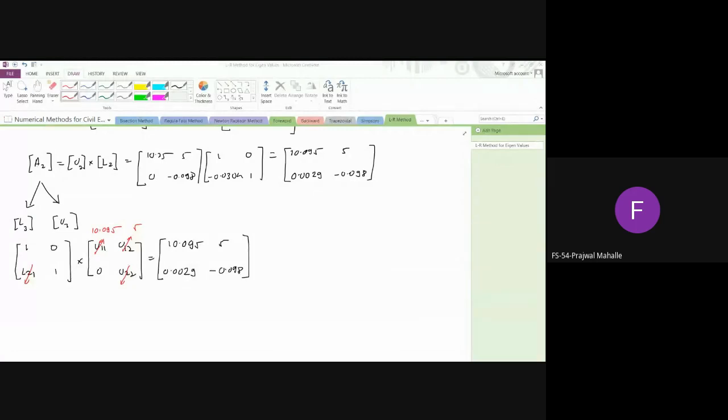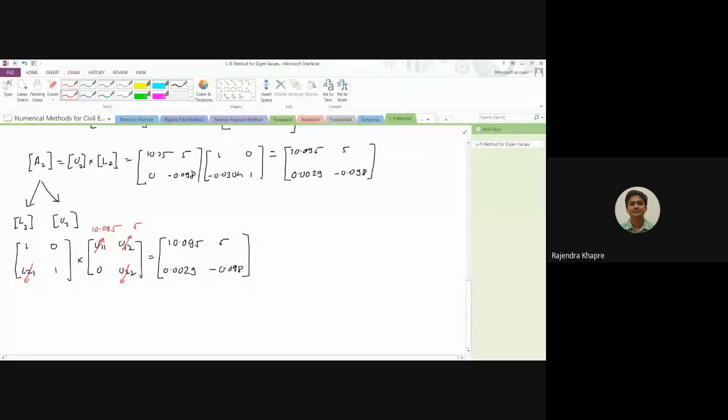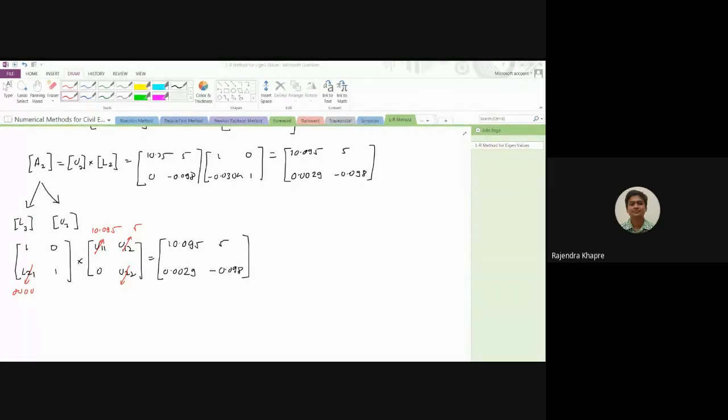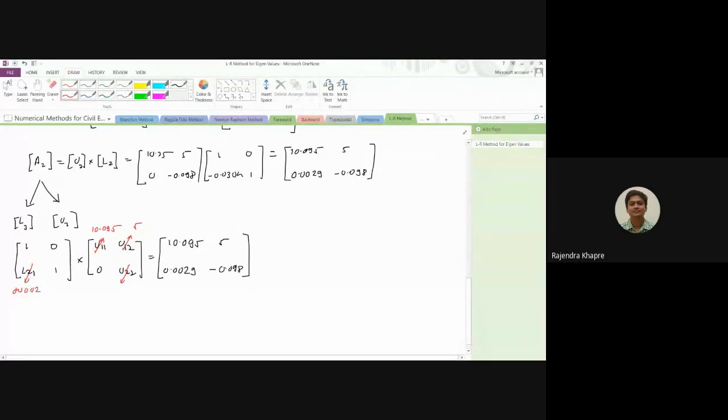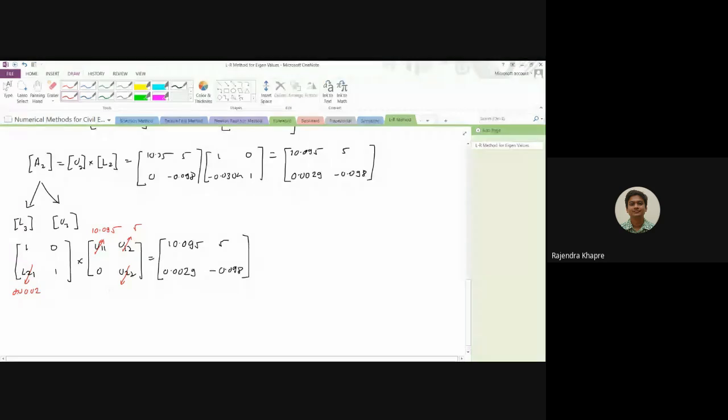L21 is 0.000294. Let me write down. Sorry, 294. Let us write 0.002, okay? Yes sir, okay. And U22, anyone? Yes, anyone? U22, how much is it coming?